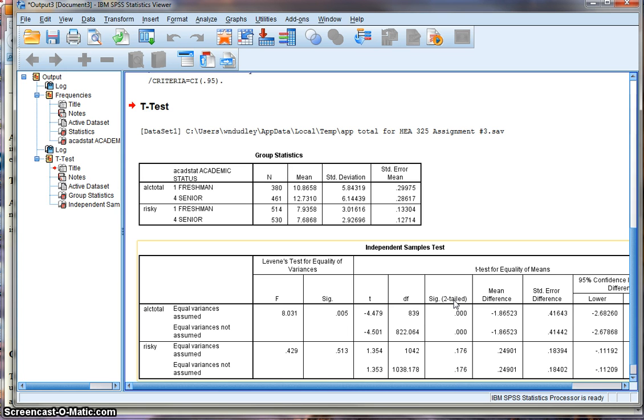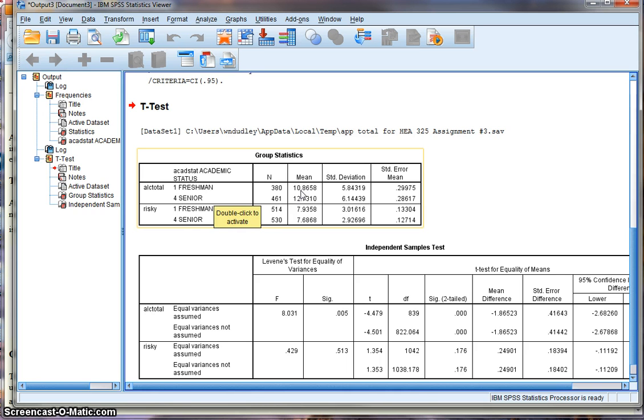The alternative hypothesis says that they are not equal. But it doesn't say which one is larger. It just says that they're not equal. And that's called a non-directional alternative hypothesis. We don't know in what direction the means are different. So we don't know if freshmen are higher in their alcohol use than seniors. Within our non-directional alternative hypothesis, we're just saying that they're different.